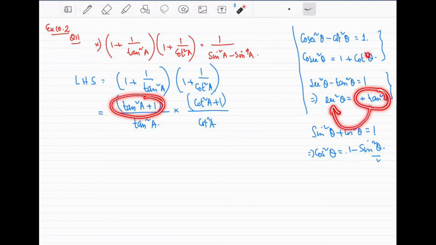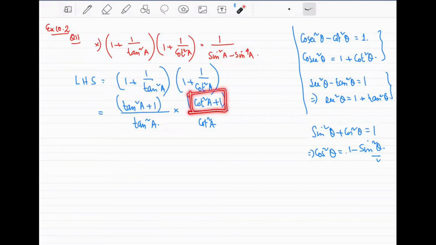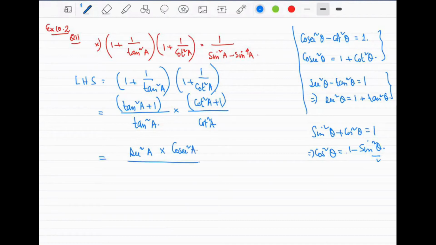But since the angle is given as a, we will replace this part as what? Sec square a. What about this part? This part is cot square a plus 1. This part right here, we will replace it as cosec square. Instead of theta, we will have cosec square a. Numerator, that's how we change them. We will have sec square a into cosec square a by. What about the denominator? Denominator, just keep them together.